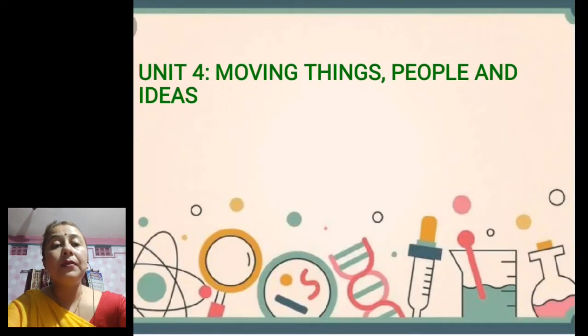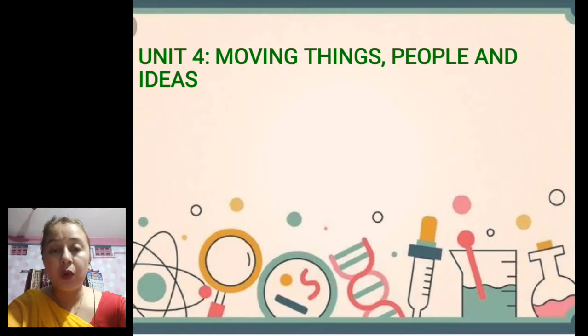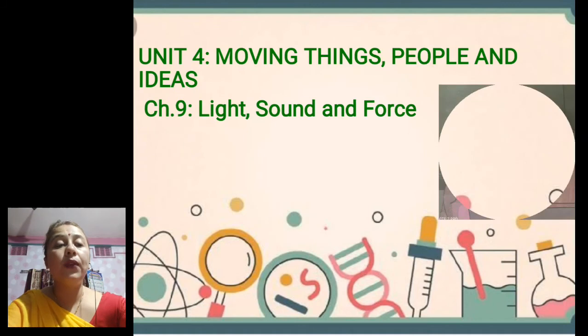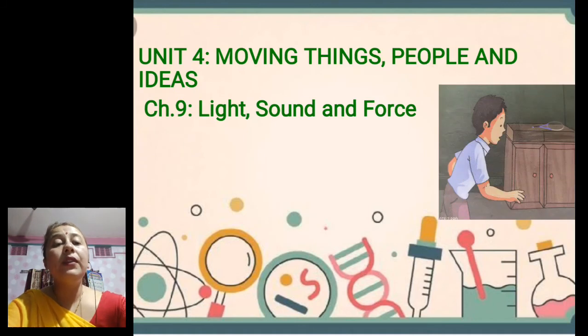So the next chapter you will learn is from unit 4, moving things, people and ideas. The chapter is chapter 9, Light, Sound and Force. Here we will learn about three things: light, the objects which give out light and the objects which cannot give out light; sound, how sound is produced; and force, the push and the pull. So these are the things we will learn in chapter 9.